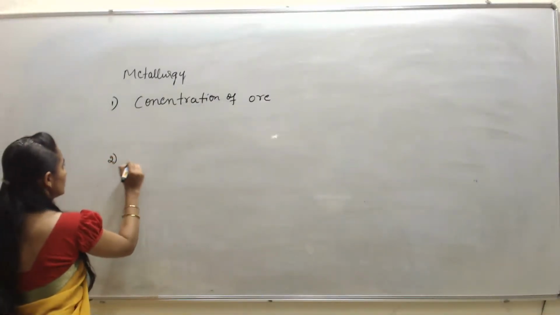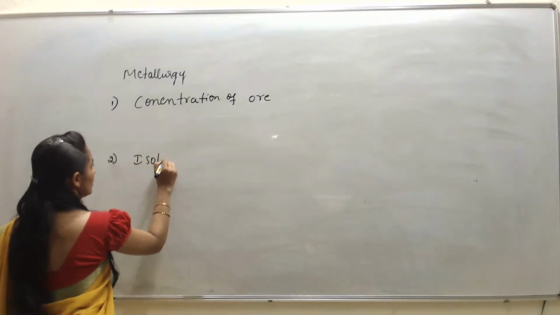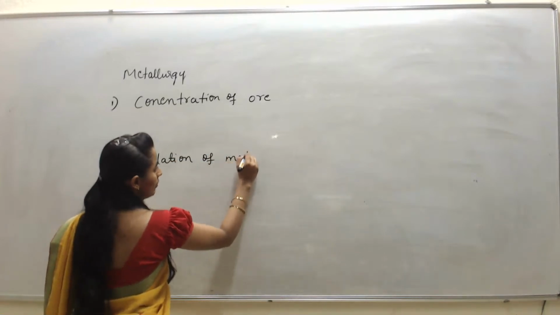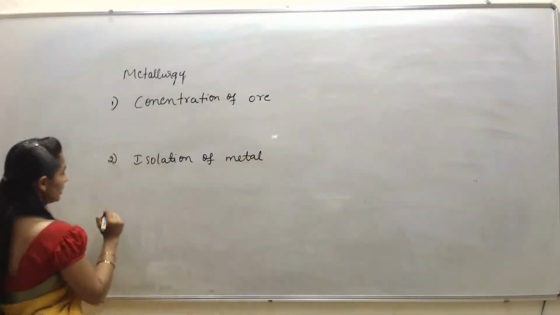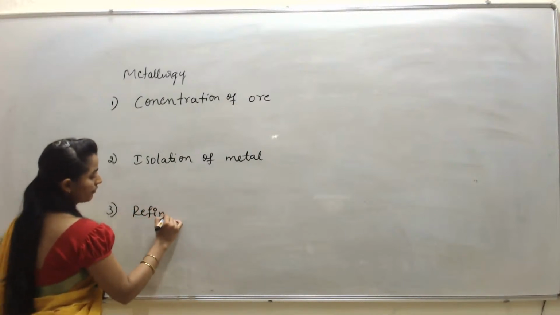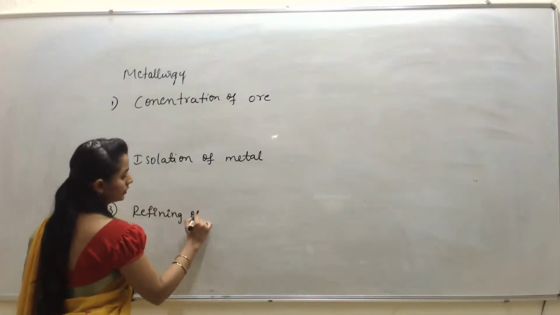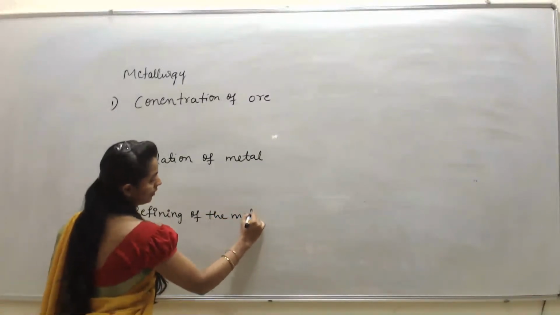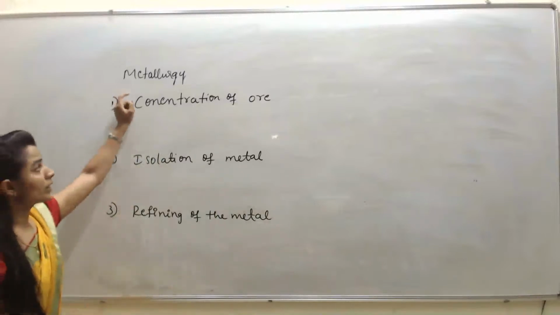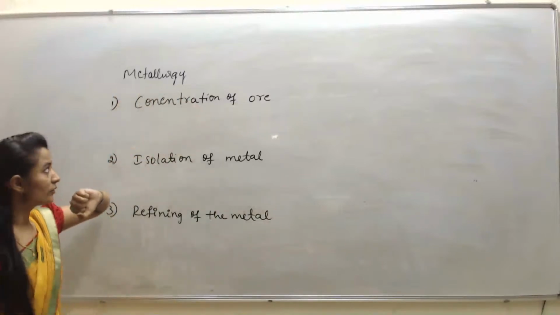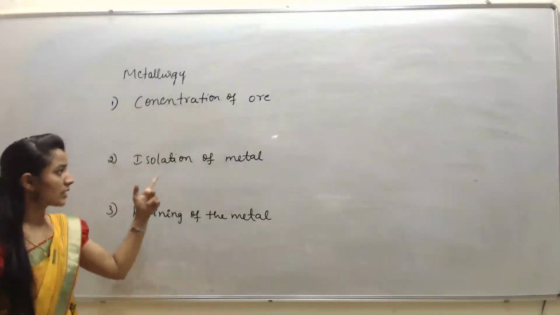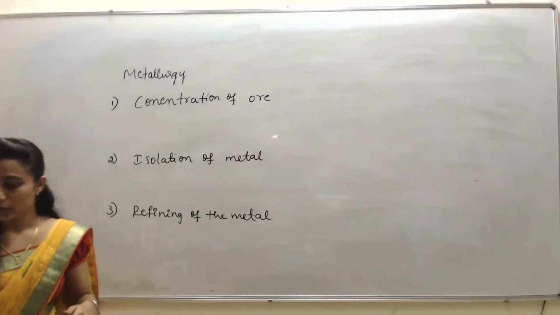Second, isolation of metal. Third, refining of the metal. So listen students, in metallurgy, the techniques involved in the extraction of the metal from the ore are first concentration of ore, next isolation of metal, and refining of the metal.